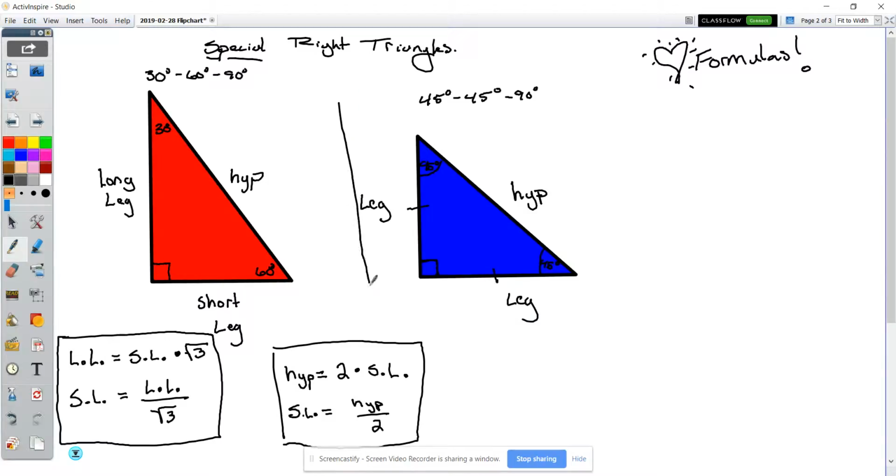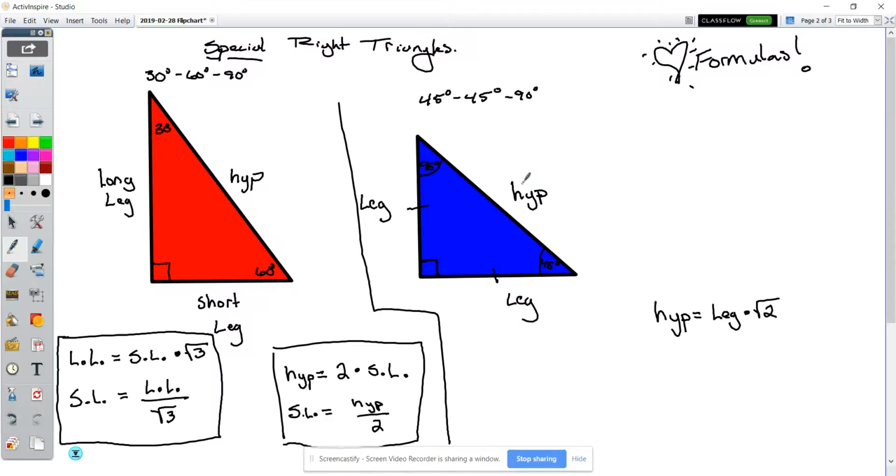Now, the 45, 45, 90 triangle is a little bit different. Notice it doesn't look the same, so it wouldn't be the same relationships here, okay? This one, the only number that you need to remember is the square root of 2. The hypotenuse is the square root of 2 times larger than the leg. And so if I said, well, what is the hypotenuse? And I was trying to find the hypotenuse, the hypotenuse would be equal to the leg times the square root of 2, because it's square root of 2 times larger than the leg.